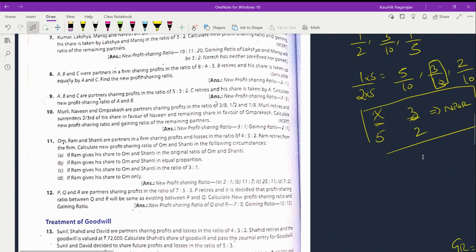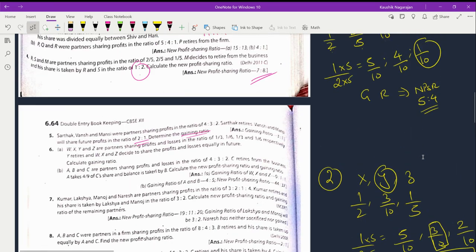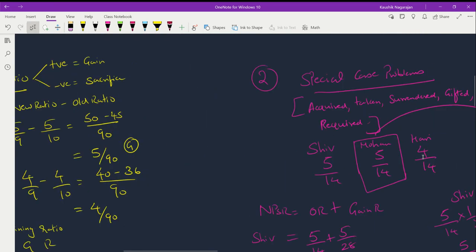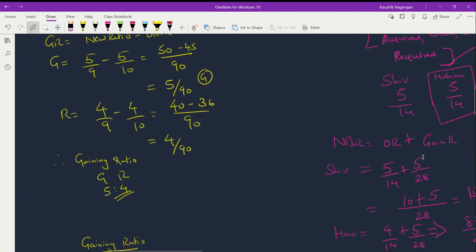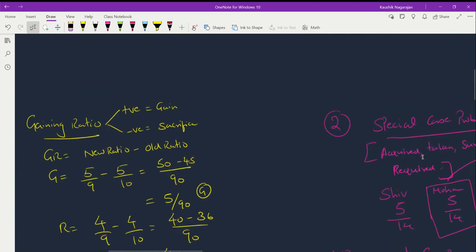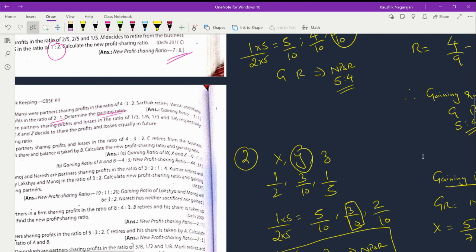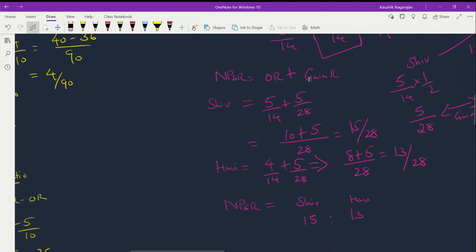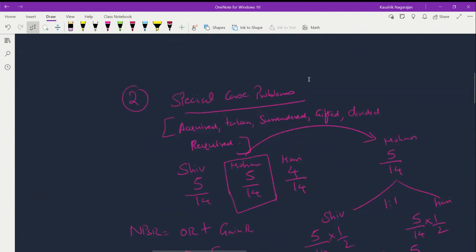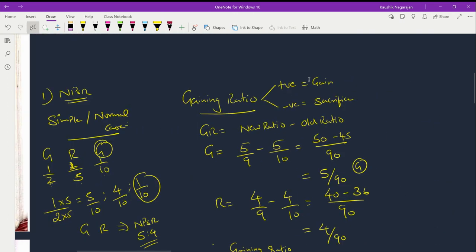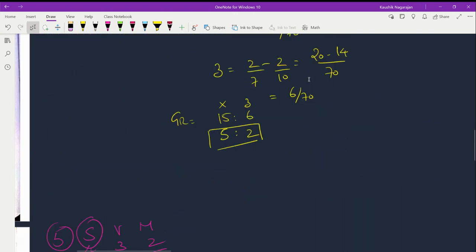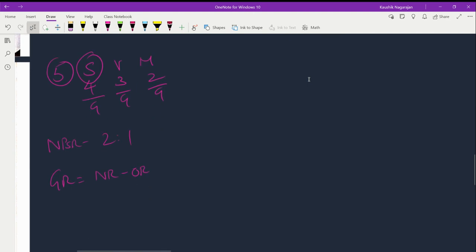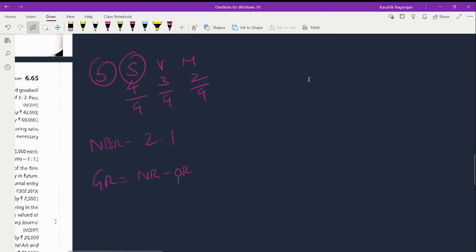So far, wherever we have found out the gain, what is the formula that we have used? Check it properly. Wherever we find the gain, we use minus, never plus. So you have to be attentive and careful when doing the problems. Only when you are doing the formula for NPSR, it is old ratio plus the gain. But wherever you are finding the gaining ratio, it is nothing but the new ratio minus your old ratio.